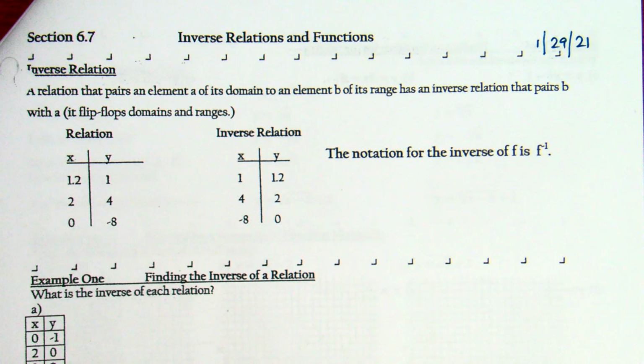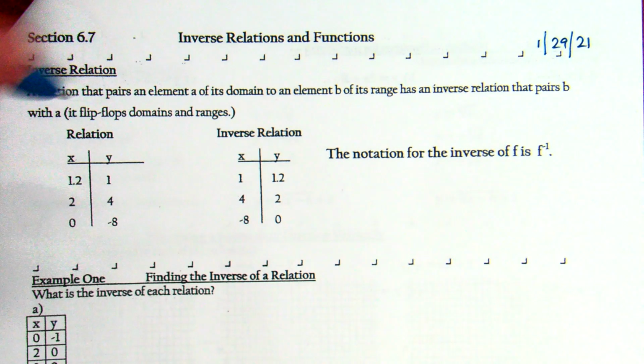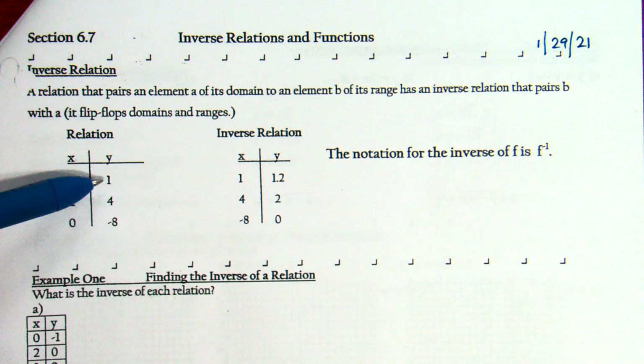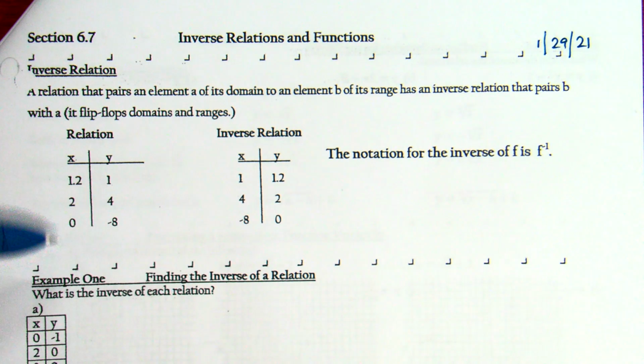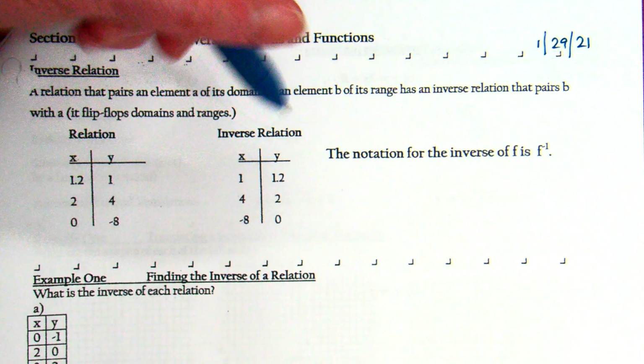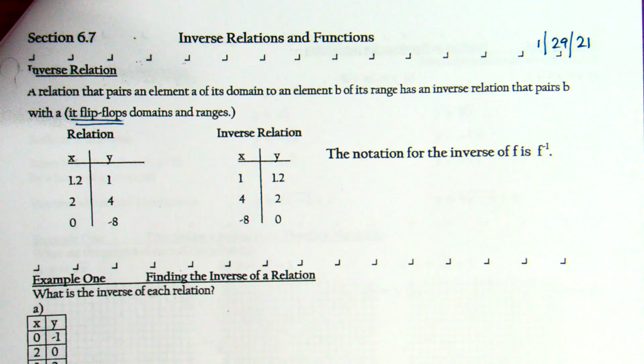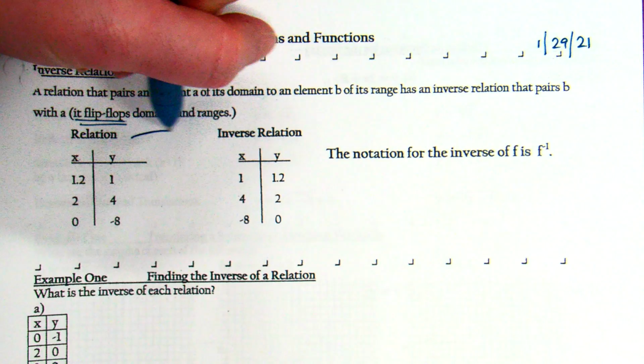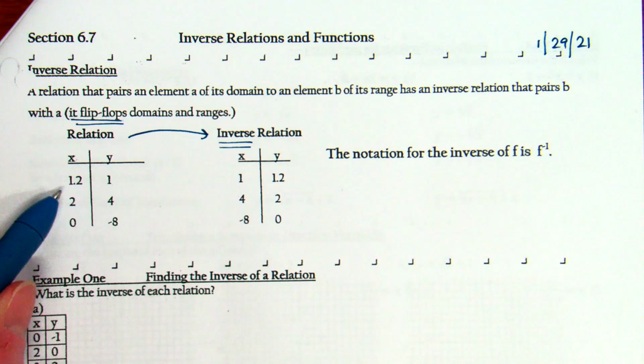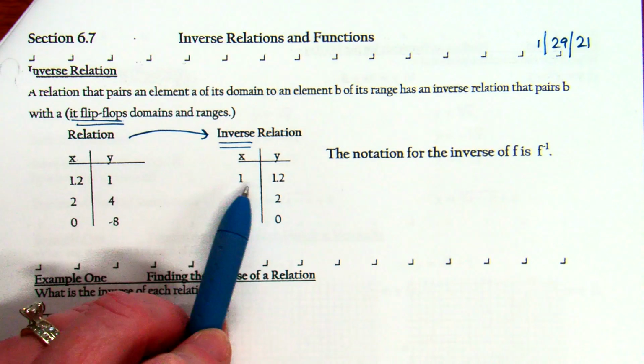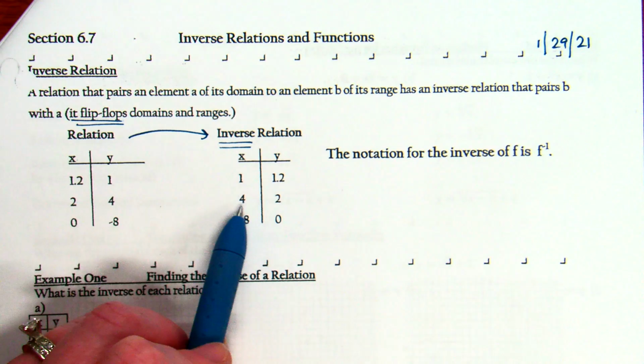So, for example, here we have this relation. The ordered pairs (1.2, 1), (2, 4), and (0, -8). In order to get the inverse, notice what happens. It's going to flip-flop. Instead of the ordered pair being (1.2, 1), it's instead (1, 1.2). Instead of (2, 4), it is (4, 2). Instead of (0, -8), it's (-8, 0).